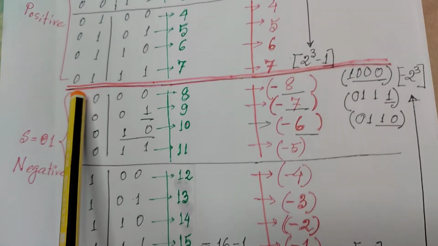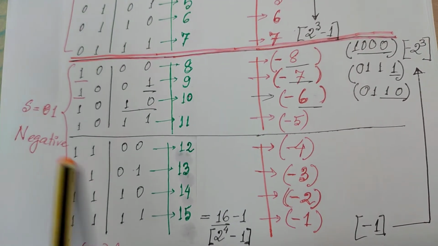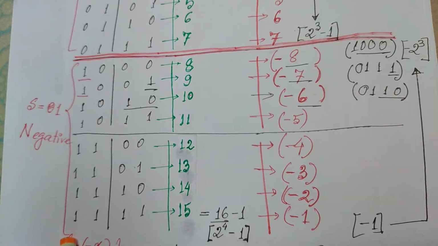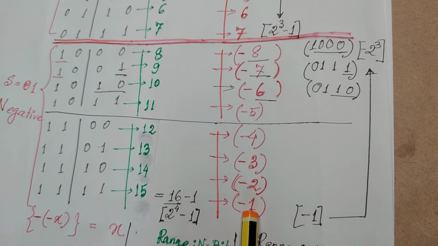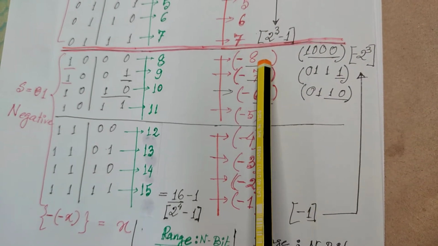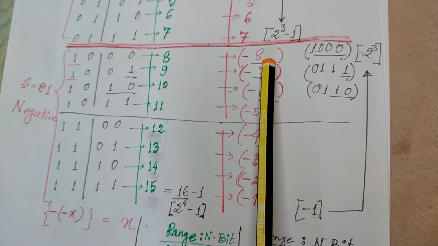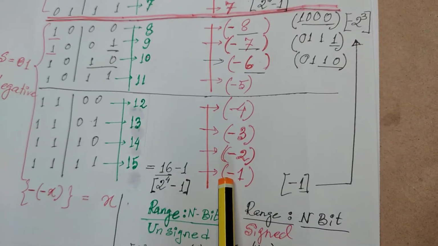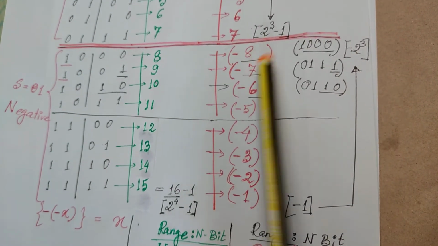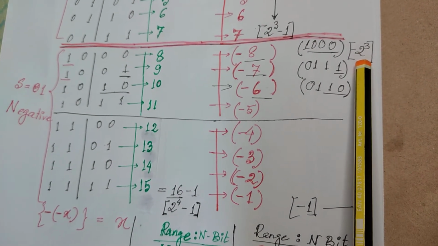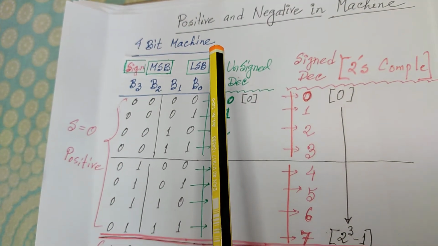Then for the rest of the number range, the binary patterns where the sign bit is 1, we can see the numbers begin from negative 1 and end at negative 8. If we interpret this as a power of 2, this begins from negative 1 and the highest negative goes up to negative 2 to the power 3 for a 4-bit machine.